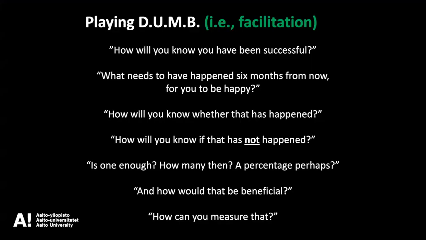So one of the themes for this week, for the exercise, is to play dumb, which means facilitation. If the other person is having challenges clarifying their goals and understanding them, this is where facilitation comes in. You can start asking questions such as these. Well, how will you know you have been successful? How will you know whether that thing has happened? Do you have some kind of metrics? How do you know if it has not happened? How would that be beneficial? How can you measure that? So this is facilitation. This is helping the other person clarify things from these 4 different angles.